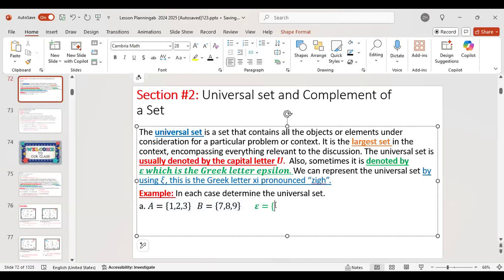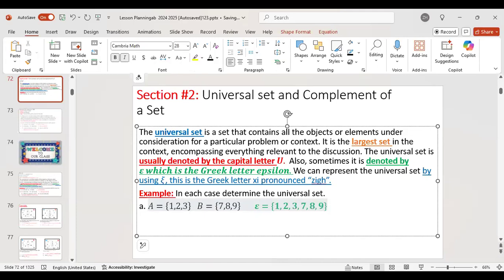Remember, the universal set can contain everything. So it's going to have what? 1, 2, 3, 7, 8, and 9. Very good. That's the universal set.